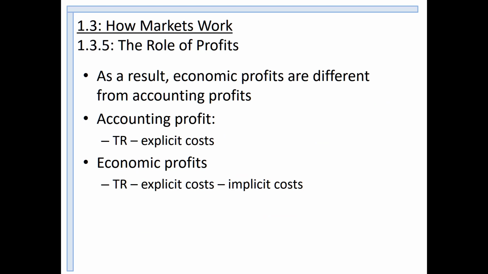As a result, economic profits are different from accounting profits. Accounting profits are the following: total revenue minus explicit costs. Economic profits, on the other hand, include implicit costs, so total revenue minus explicit costs minus implicit costs.